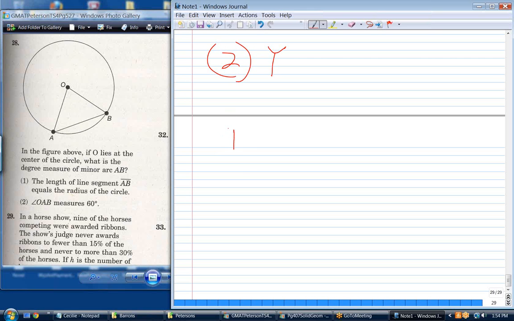Now how about 1? The length of line segment AB equals the radius of the circle. That's a no, because you don't know what the radius is. Well, I know that this radius is equal to this radius, and if they tell me this is equal to both of those, that also tells me I have an equilateral triangle because I have 3 equal sides. Yeah, but there's no numbers or anything. Doesn't matter. If you have 3 equal sides of a triangle, it has to be equilateral, which means you also have 3 equal angles, which means each angle is 60 degrees. So statement 1 essentially says the same thing that statement 2 does. So it's a yes.